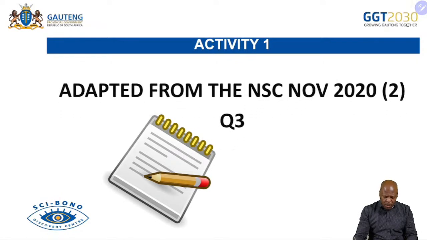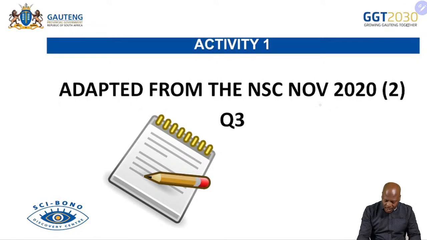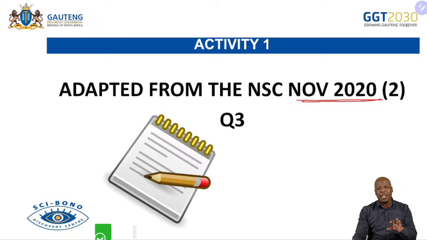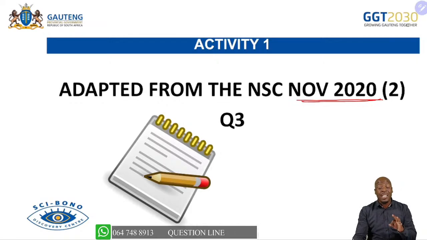My activity number 1 is coming from the NSC November for the year 2020. You can see there, this is the NSC November 2020. And my focus for today is going to be only on question number 3. So we want to get onto question number 3. We want to explain it clearly. I'm going to do it in a very slow way so that you can understand exactly what we are on about today.